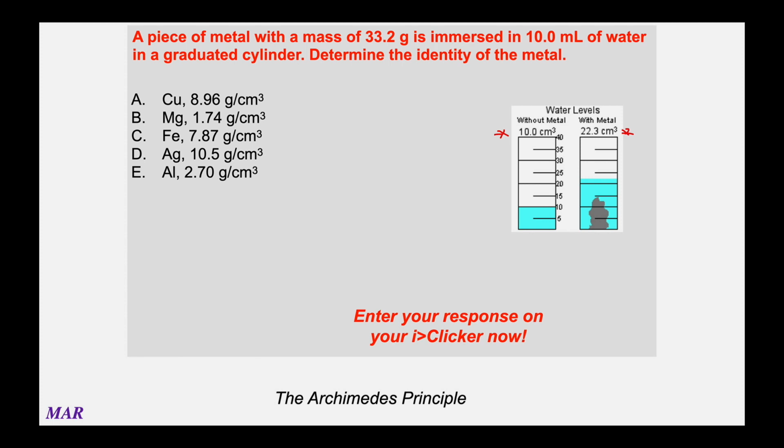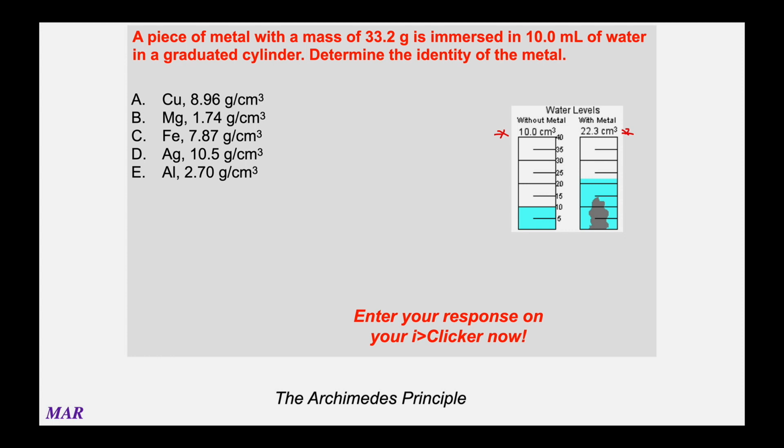And the question is, what's the density of the metal? Notice I said density there. If we know the density, we can use the list of possible choices to find the identity of it. So on this problem, it makes sense to first find the density and then find the identity. And this problem uses what's called the Archimedes Principle to figure it out.